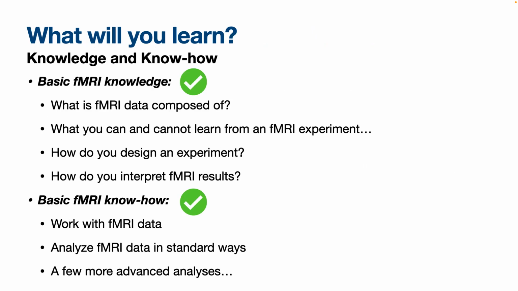So what will you learn during the course? What I'm going to try to show you today already is a bit of a feel for what fMRI data are composed of. Right? You put something in the scanner, you get out data. What does that feel like? And so I'm going to teach you a bunch of theory about what you can and cannot learn, for example, from an fMRI experiment. Things like how do you design an experiment are really important in that context. And when you do an analysis, of course, you get results and then you have to interpret them. So how do you do that? Right, so that's really the sort of knowledge part of the course.